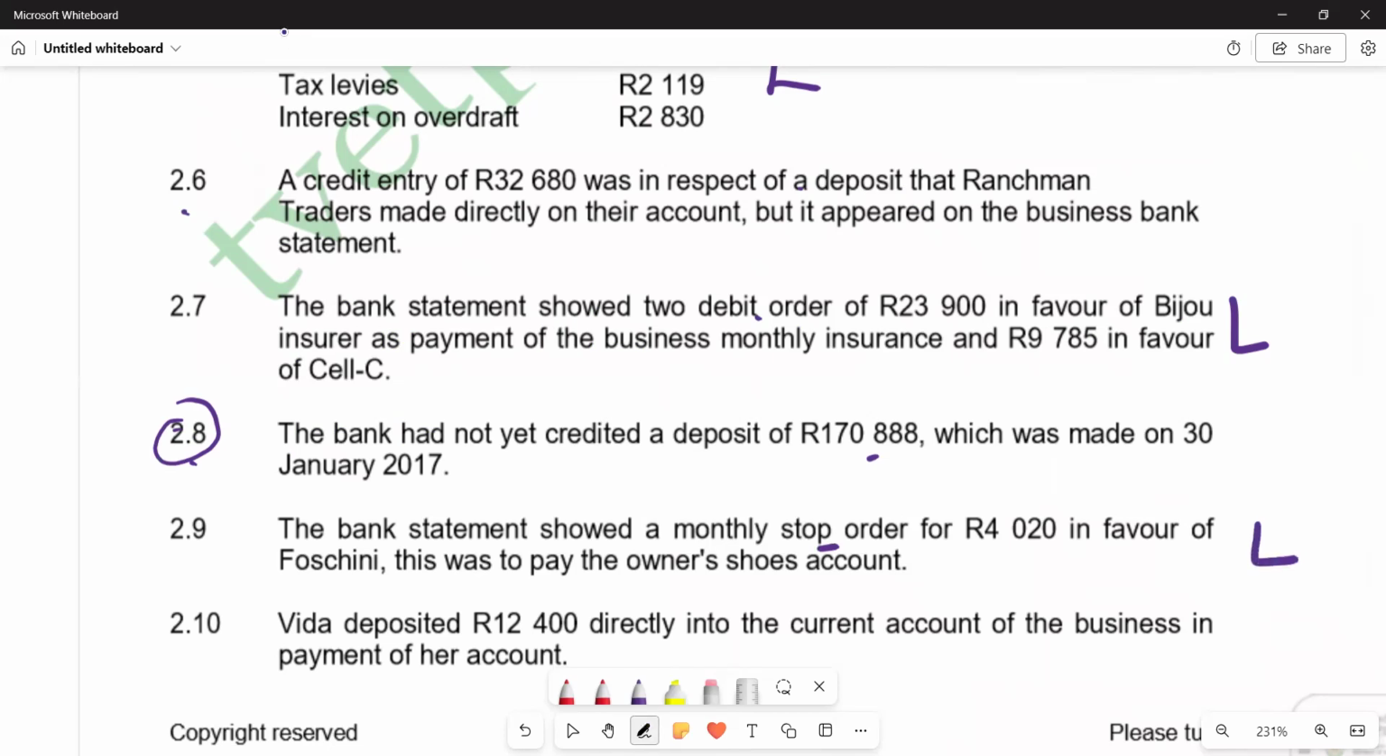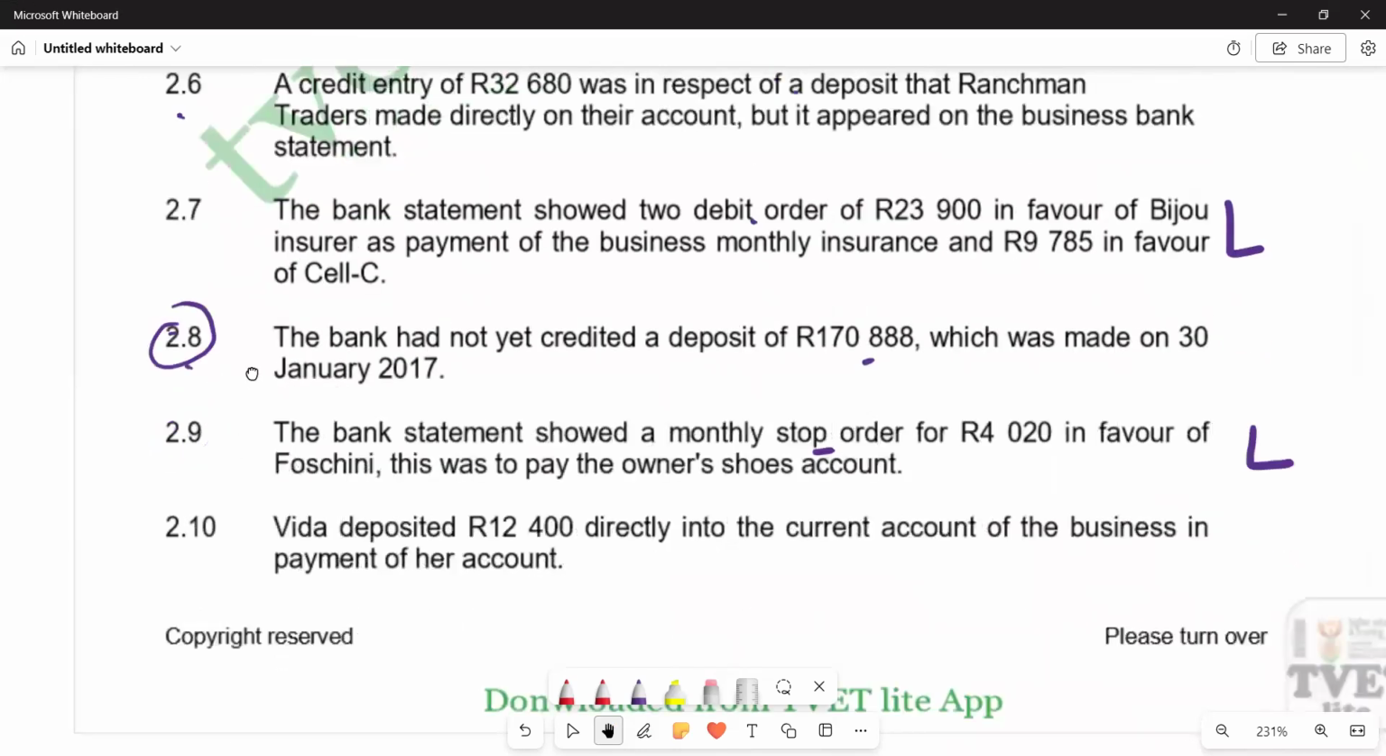Then the next one, which is the last one on this page, is saying Vita deposited 12,400 rands directly to the current account of the business in payment of their account. So if it was deposited directly to the current account of the business, it means it's there on the bank statement, but it's not appearing on the ledger. It needs to be updated again on our ledger. So this is what we have.